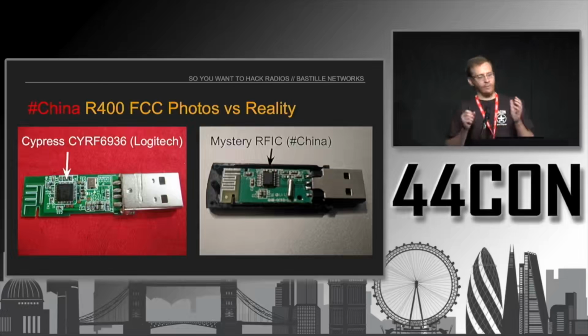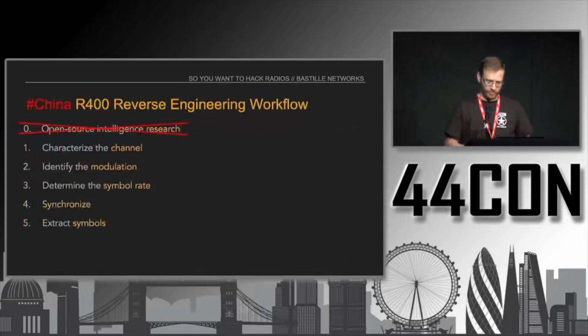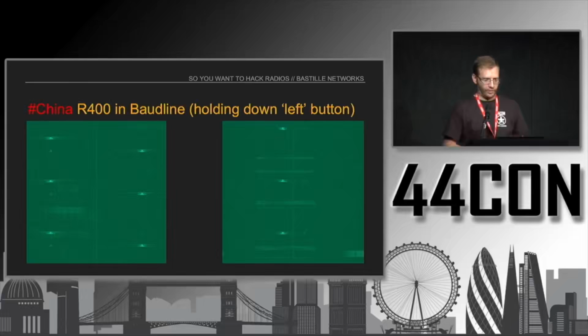But the problem now is that we have no idea what this unlabeled RFIC is, so we have to throw out our FCC documentation because it's for a different device. So unfortunately, OSINT failed us in this case. But we can start with a little bit of SDR work. So we're going to plug in the SDR, bring up baudline.